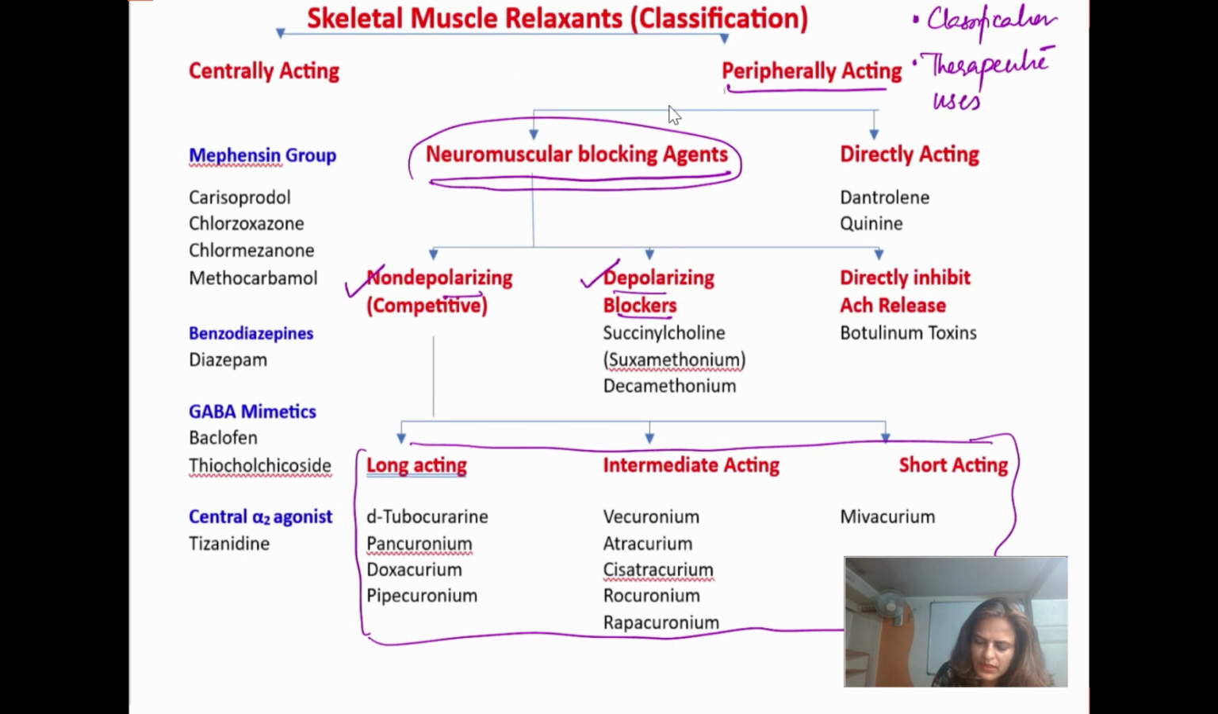Therapeutic uses and adverse effect. So where we are going to use this peripheral acting neuromuscular blocking agent, that is succinylcholine and all these non-depolarizing, which include long acting, intermediate acting and a short acting.